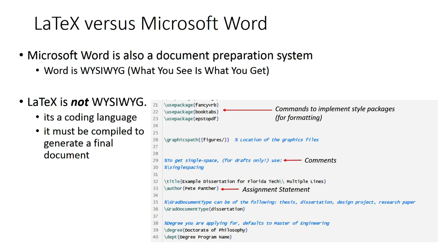Well, the basic difference is Microsoft Word is what is referred to by this nifty little acronym of WYSIWYG, which stands for what you see is what you get. And as you all know, when you prepare a document in Word, pretty much what you see on the screen is what you can expect to see when you print it out on a piece of paper. But that is not the case with LaTeX. LaTeX is definitely not WYSIWYG.